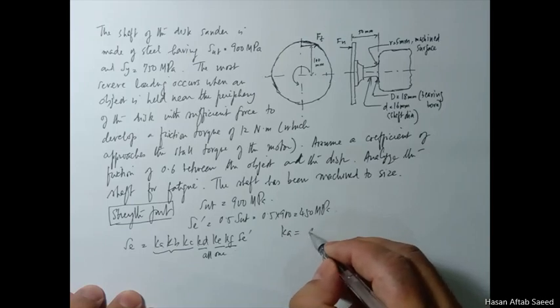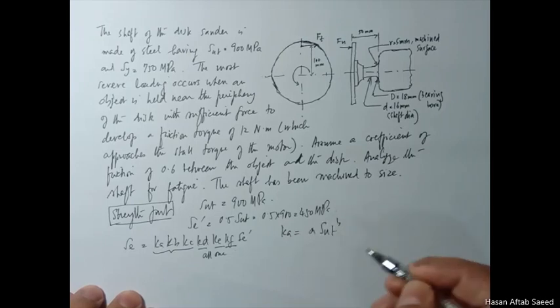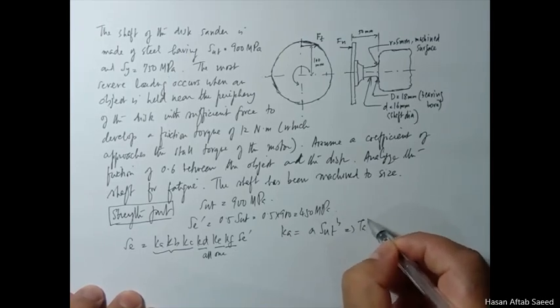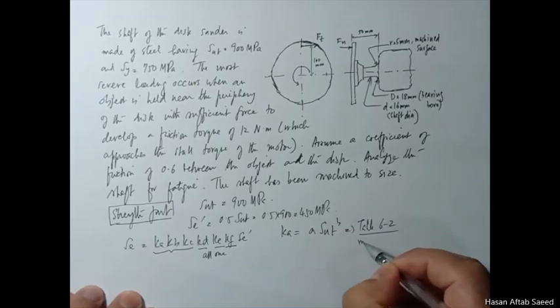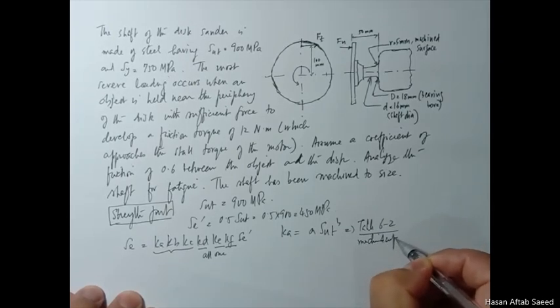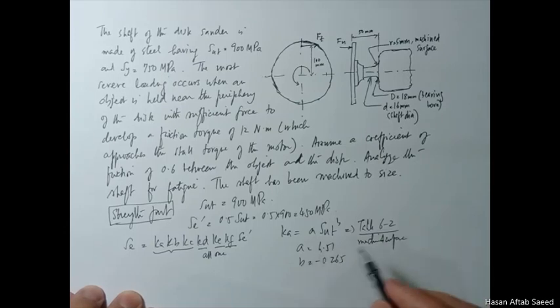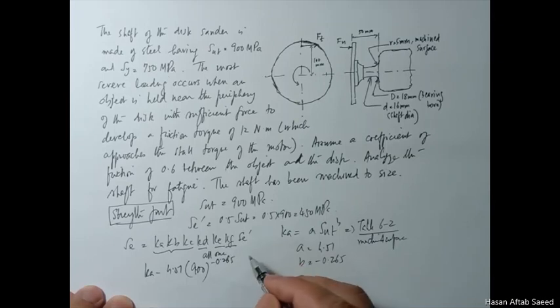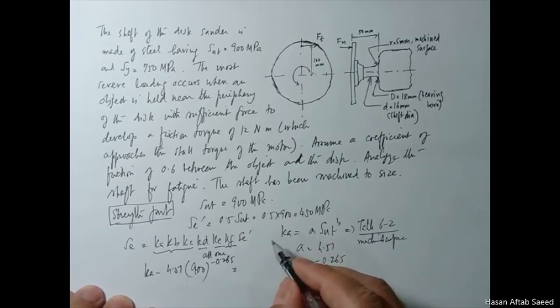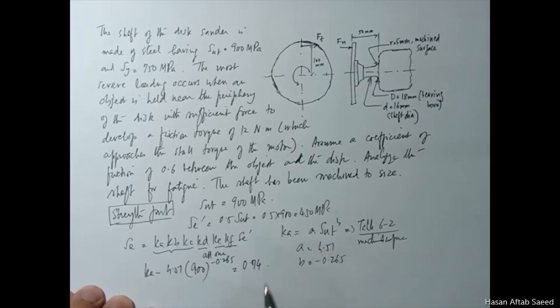So that is taken as usual. This has been done many times. Table 6.2 for machined surface, you have A is equal to 4.51 and B is equal to minus 0.265. Putting these values here, Ka is equal to 4.51, SUT 900 to the power minus 0.265, and this turns out to be 0.74. This is your first.